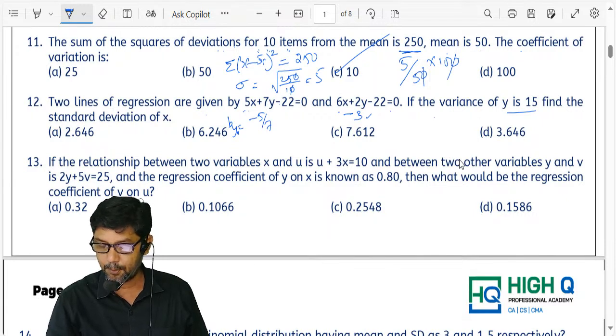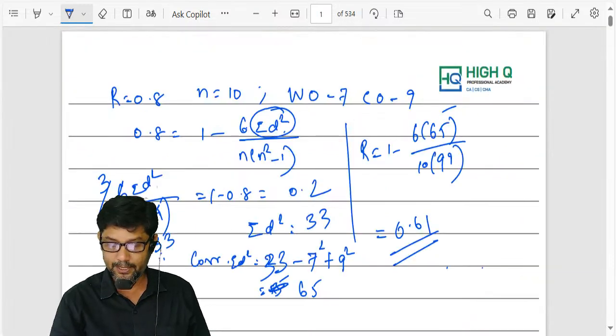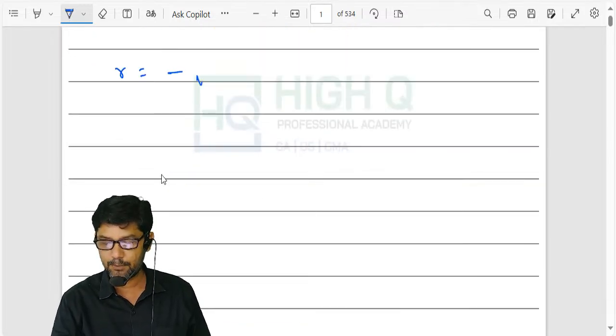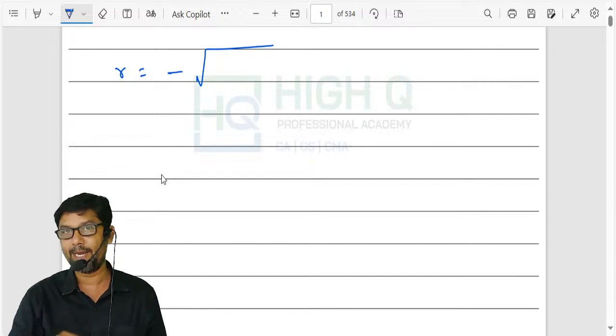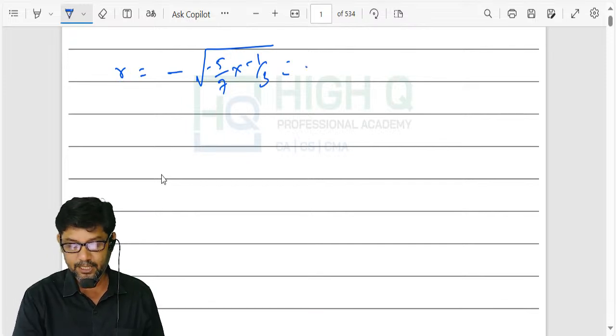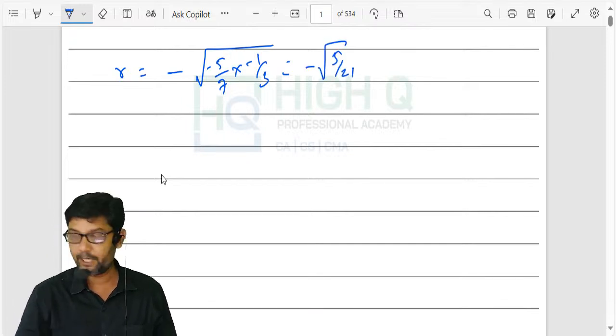And reciprocal. What is bxy equal to? 1 by minus 3. Am I right, my dear? So what is r equal to, my dear? R is equal to plus or minus. But here definitely minus only, because both byx and bxy are negative. Minus 5 by 7 into minus 1 by 3. Is that correct, all of you? Which is nothing but minus root 5 by 21.